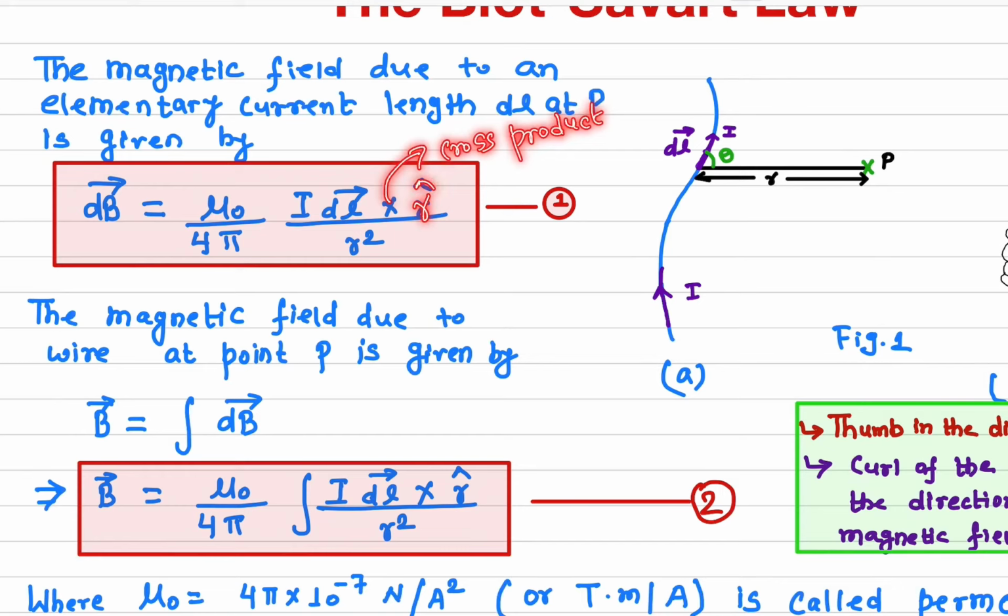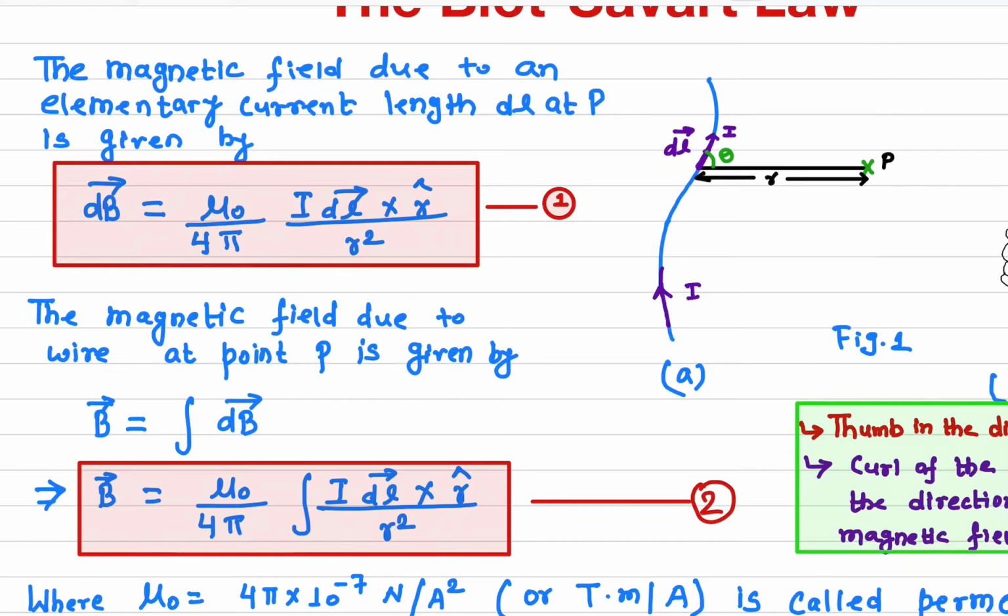and r vector here, this is r hat or r unit vector. This is called a unit vector. And what does this unit vector tell you? That it tells you the direction of the point P with respect to this tiny element here. It does have a magnitude of 1. So the magnitude is just 1 of this r hat vector. Okay? And r is the distance between this elementary length and the point P.